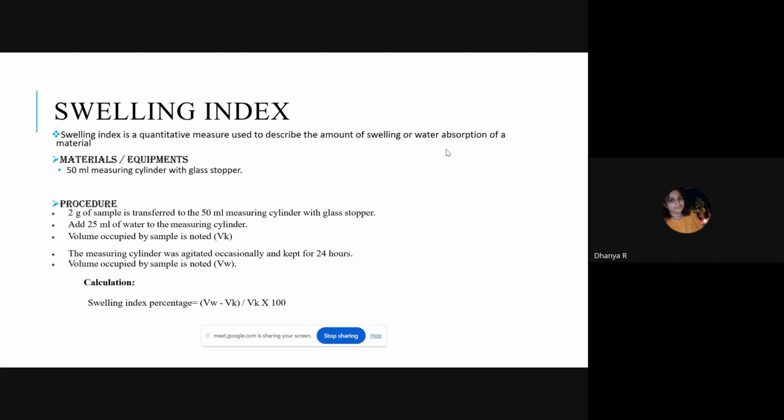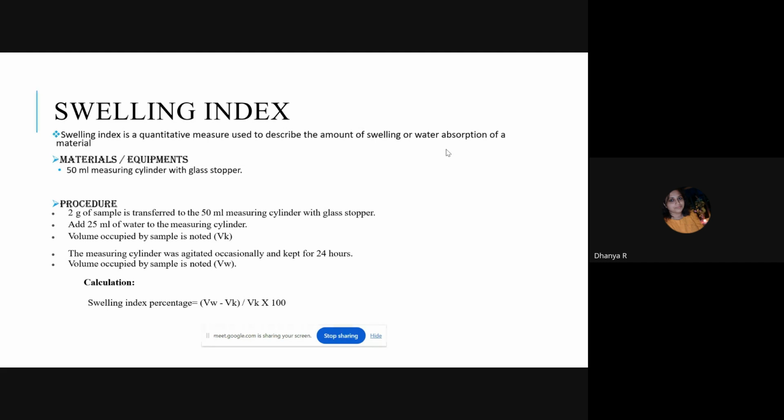इसके लिए आपको सिर्फ एक 50 ml मेजरिंग सिलेंडर विद ए ग्लास टॉपर यही चाहिए. So 2 grams of the sample is transferred to this 50 ml measuring cylinder. 50 ml ही होना है ऐसे कुछ नहीं है, कोई भी एक measuring cylinder आप ले सकते हो. उसमें add 25 ml water to the measuring cylinder. Volume occupied by sample is noted. It is noted as VK.